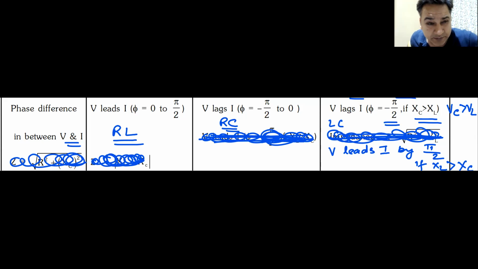Why is it written minus pi by 2? Because it is behind, that is minus pi by 2. But if XL is more than XC, or you can say VL is more than VC, voltage will lead current by a phase angle of pi by 2.